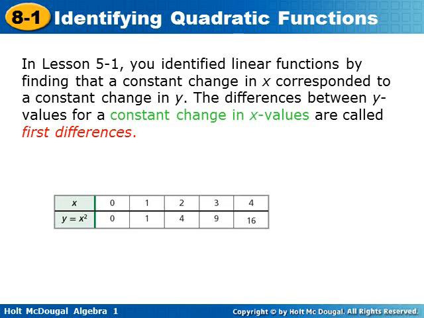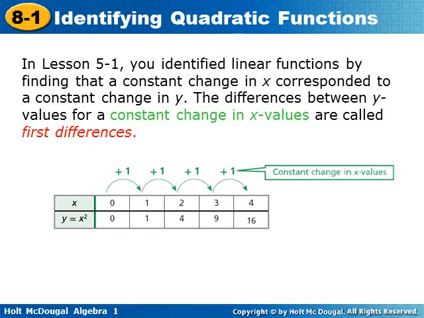In Lesson 5.1, you identified linear functions by finding that a constant change in x corresponded to a constant change in y. The differences between y values for a constant change in the x values are called first differences. So the first differences in the x values are plus 1, plus 1, plus 1, a constant change in x, and the first differences in the y values are plus 1, plus 3, plus 5, plus 7.